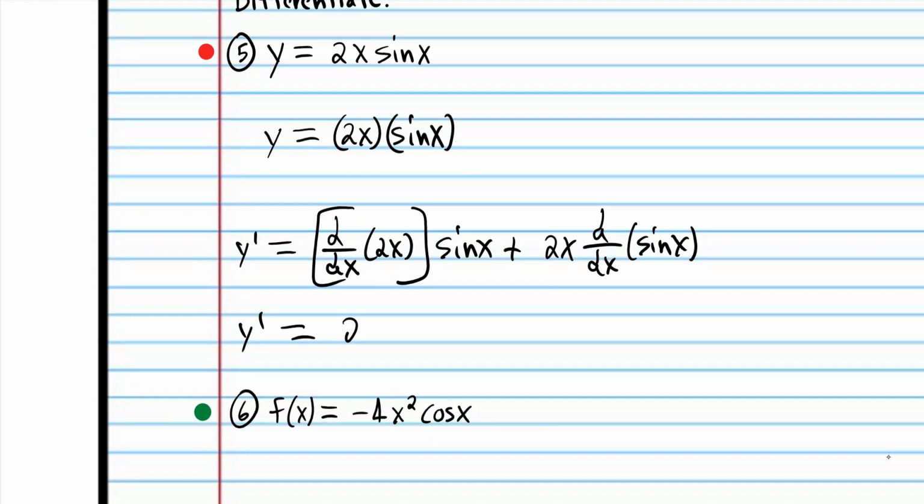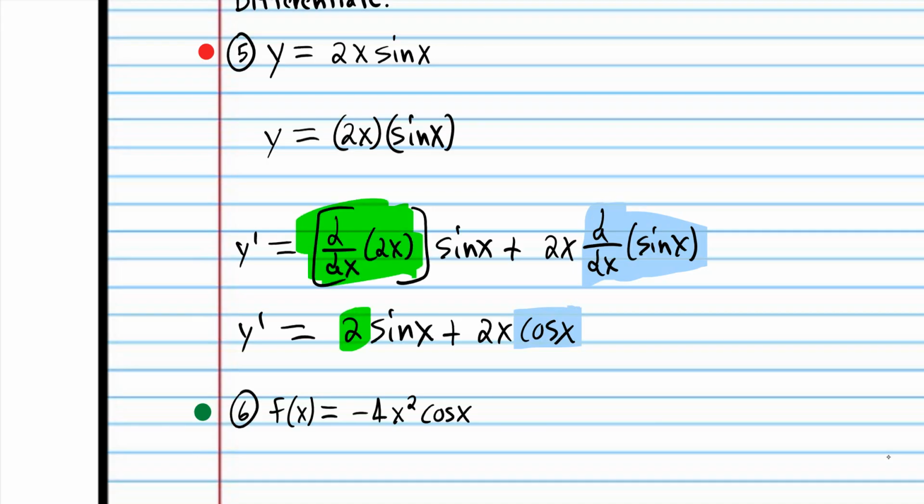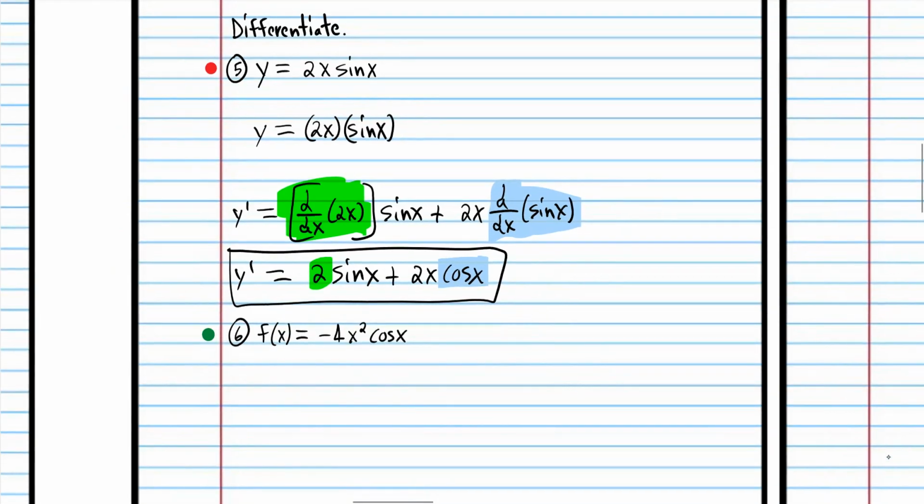So we get 2 times sine x plus 2x times cosine x. So that became that, and this became that. So you're going to encounter this situation quite a bit.